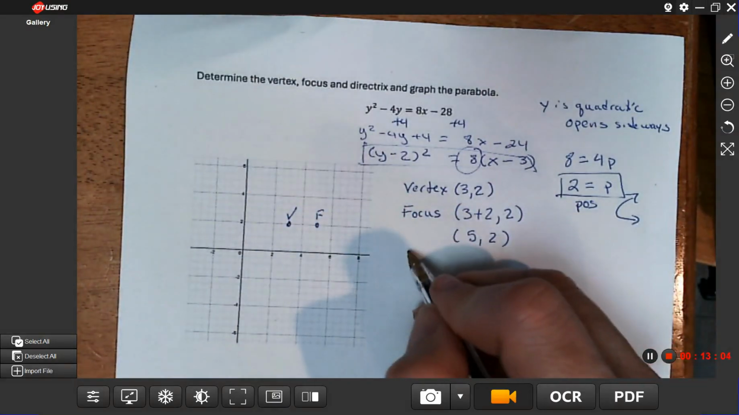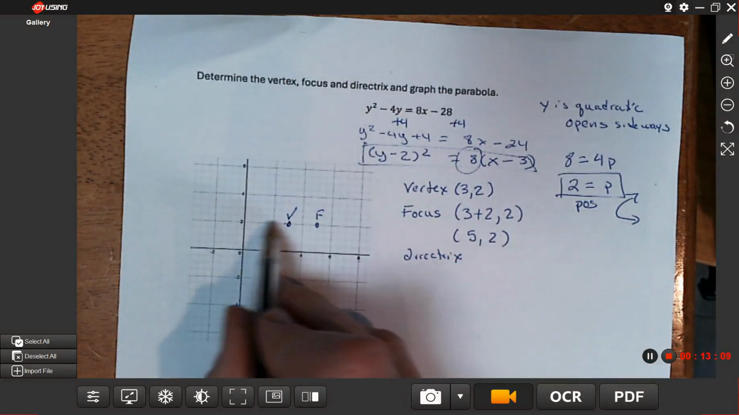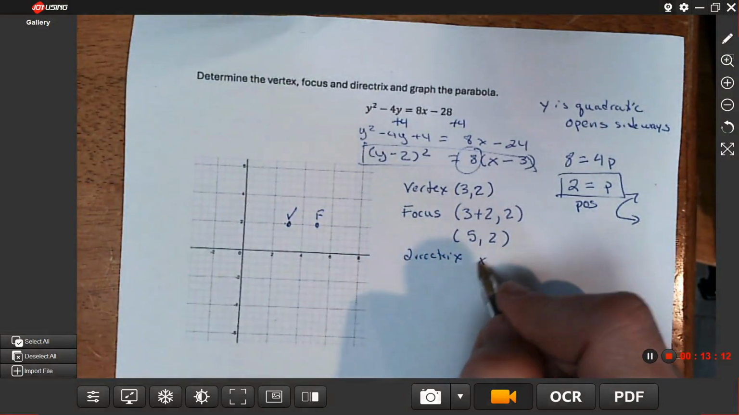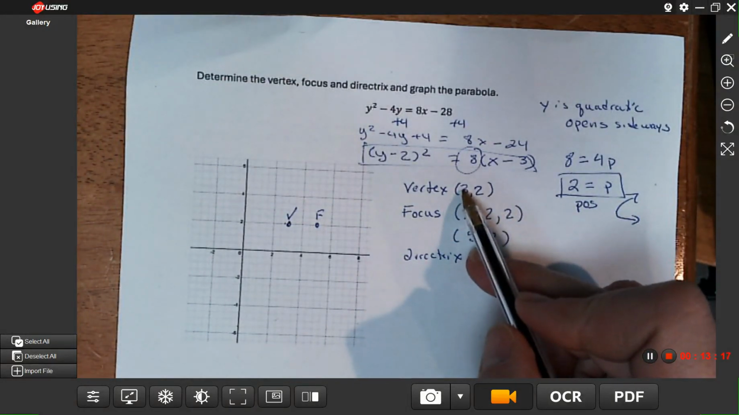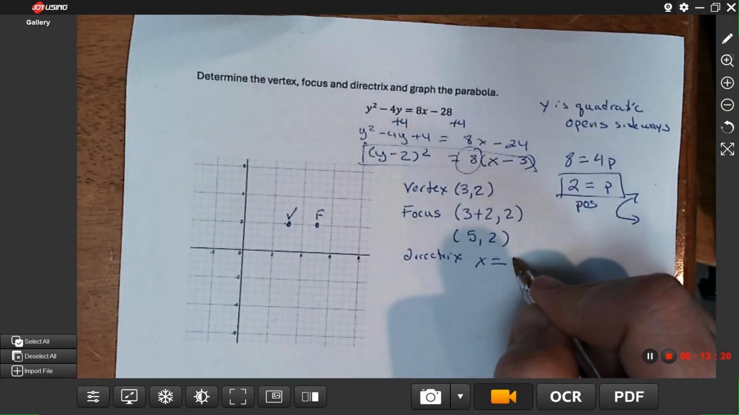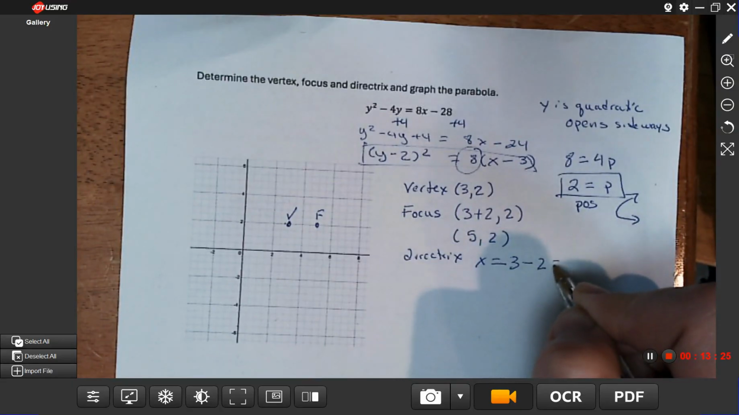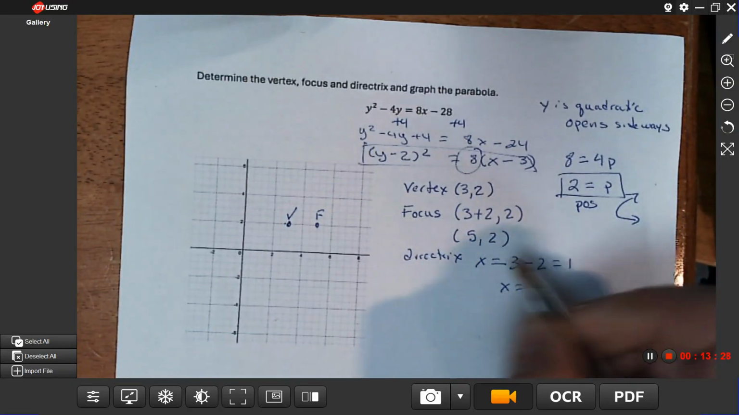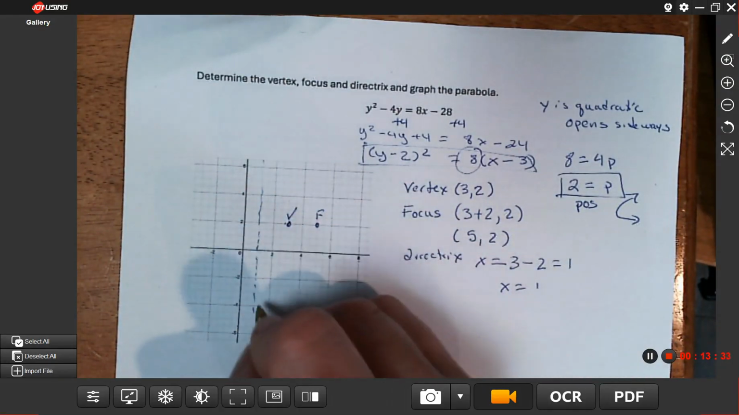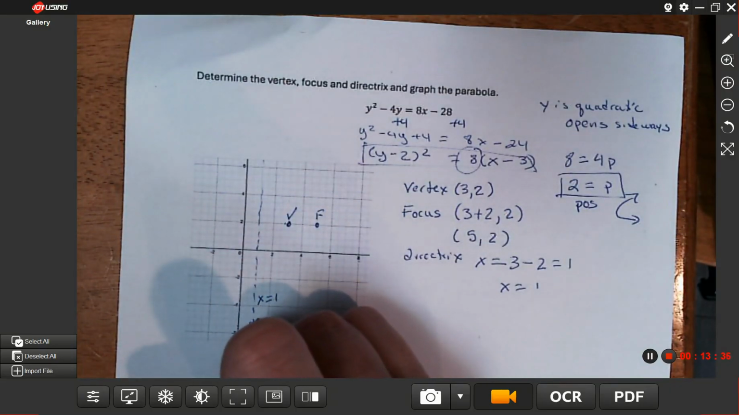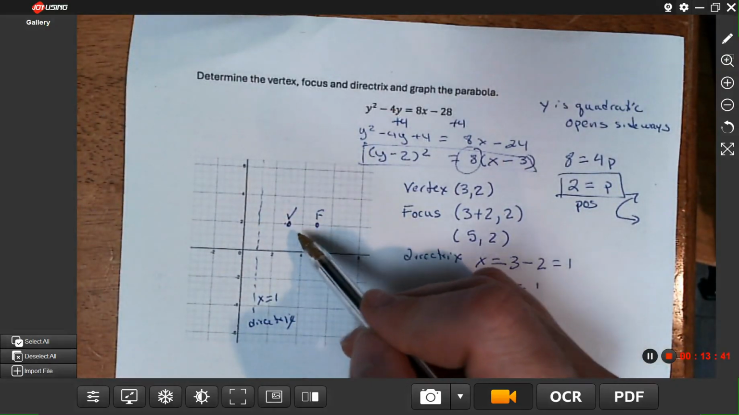So that's the focus. And then the directrix is going to move to the left, and it's a vertical line, so it's going to be x equals, and it's going to move to the left from the x-coordinate of the vertex, so that's going to be 3 minus p, which is 2, so 1, so x equals 1. So right here at x equals 1, this is the directrix. Right, and that's what we were asked to do.